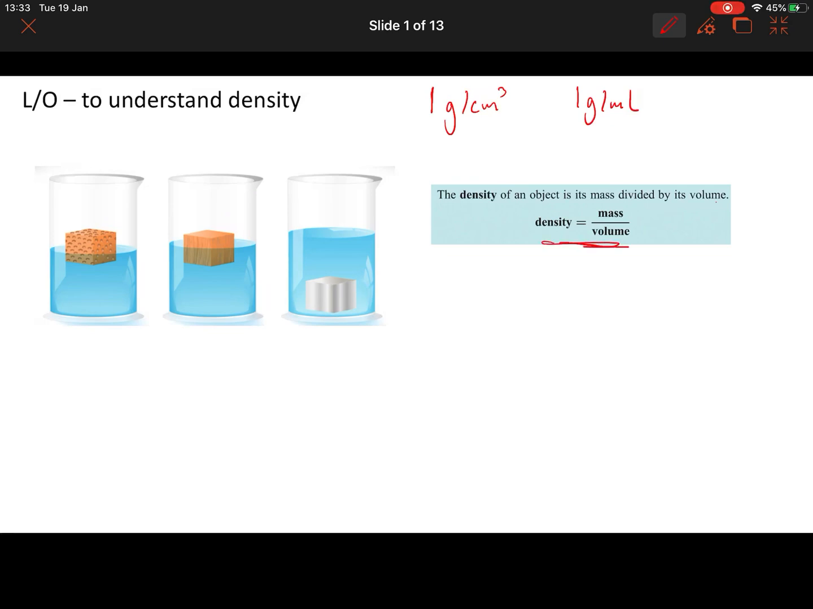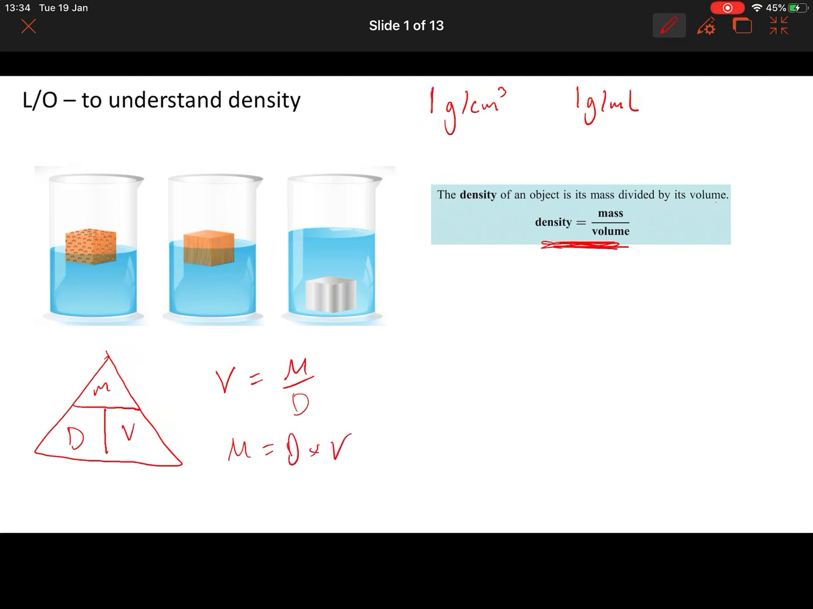And here's the formula. If you need this as a little cheat, which you shouldn't do because you should be able to rearrange it, density is equal to mass divided by volume. So that gives me that formula, and it also tells me that volume is equal to mass divided by density, and that mass is equal to density times volume. But as I say, you shouldn't really need the triangle. You should be able to just work that out.